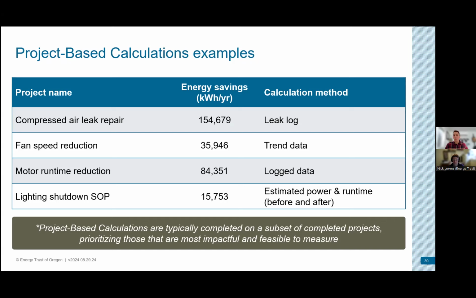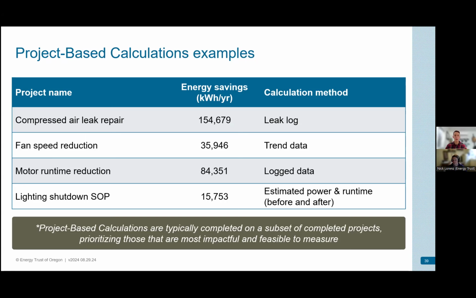Maybe they were on all the time. They never got turned off. No one knew where the switch was. And then afterwards, they're getting turned off at 7 p.m. on a Friday and turned back on 6 a.m. on a Monday. Now, with all that information, we've got enough to fill in our trio of energy use that allows us to calculate energy savings in the baseline condition before the SOP was implemented and in the post condition after the lighting shutdown SOP was implemented. So we can accurately quantify energy savings.